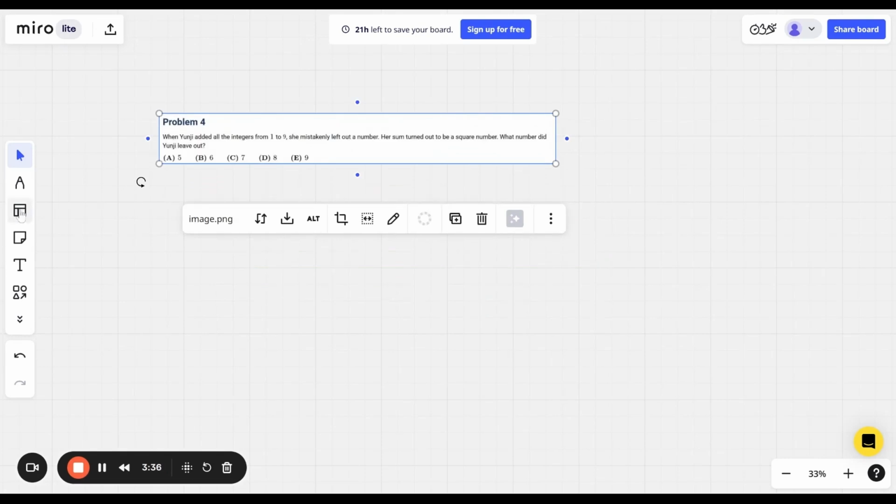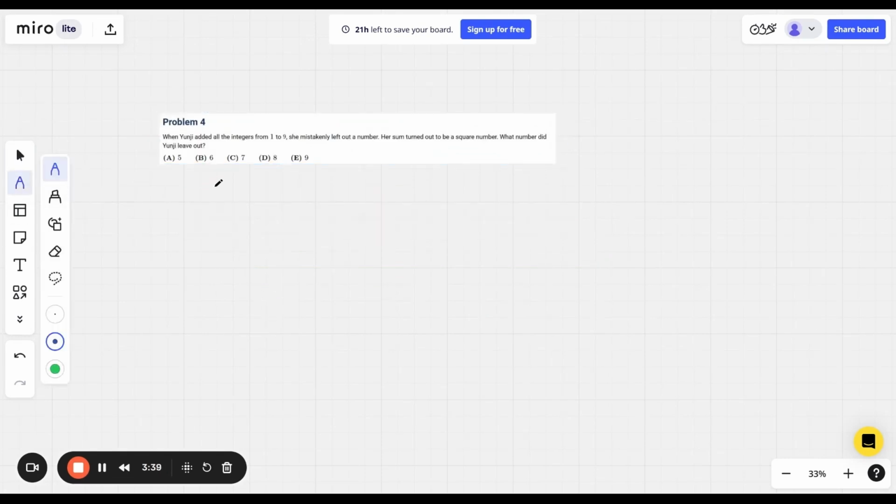Problem 4. When Yunji added all numbers from 1 to 9, she mistakenly left out a number, so her sum turned out to be a square number. What did she leave out?